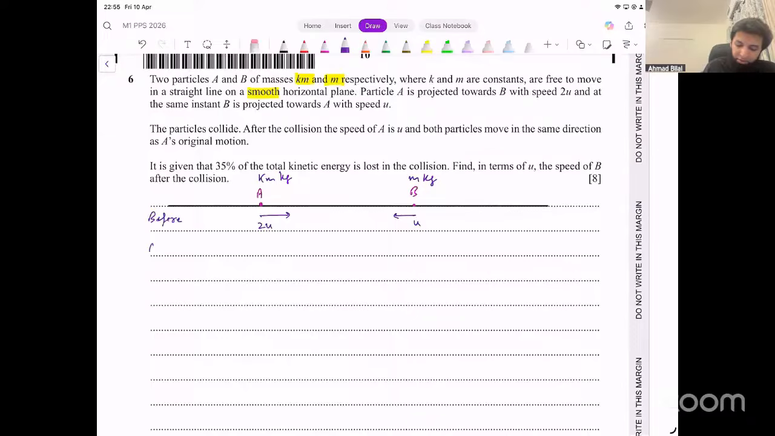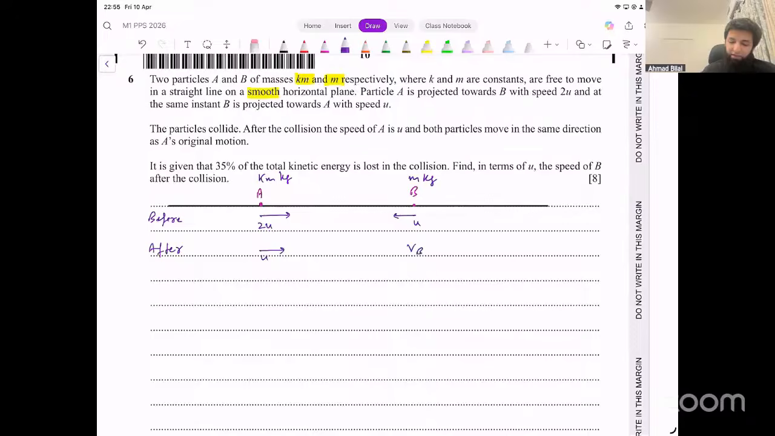And what happens after collision? Speed of A is u, and both particles move in the same direction as A's original motion. So A is moving in this direction, and we don't know what the speed of B is. We can find that.